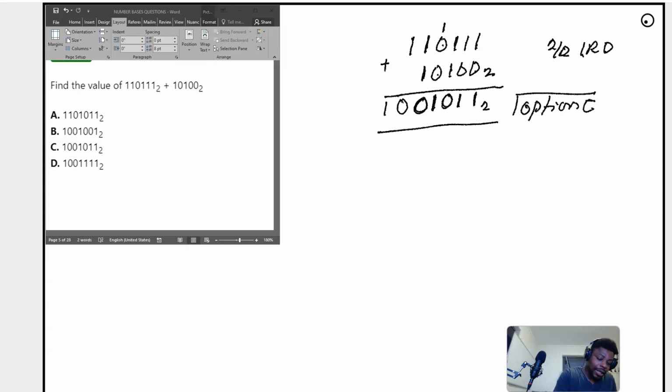You see the way I was able to eliminate options that cannot be the answer. It is easier for you in an examination to be sure that you are going to have that question solved.